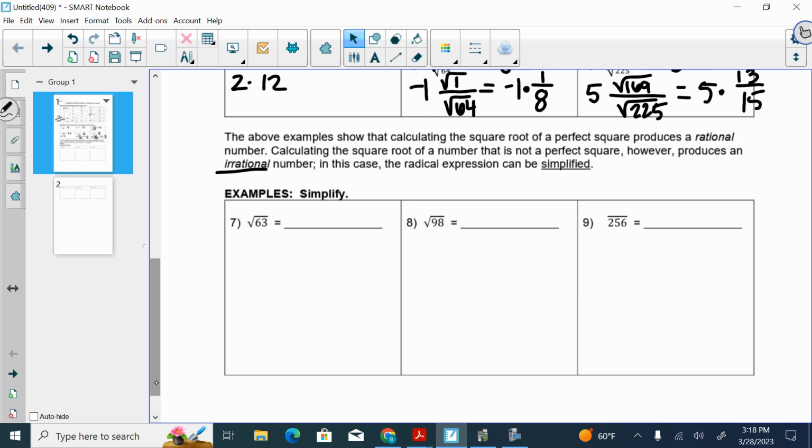All right, so is square root of 63 on our chart up there? No. So it's going to give us a decimal if we put it in the calculator, so we can't just put it in the calculator. What we're going to do is ask ourselves, what multiplies to give us 63? You guys think of anything?